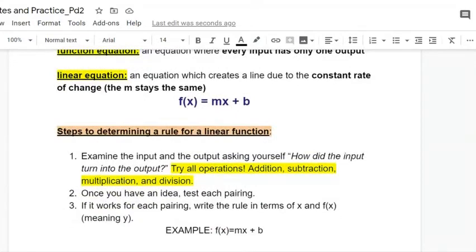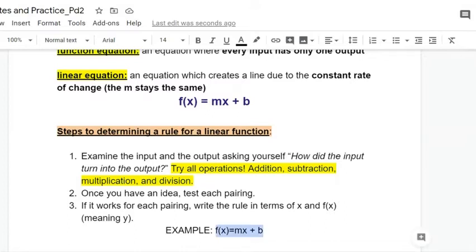Once you have an idea, you're going to test each pairing. And it's actually this step that I changed up how I'm asking you guys to present your thinking, because I think it'll actually help you determine your rule. So if it works for each pairing, write the rule in terms of f and f of x, and that's just the y. And this is an example.